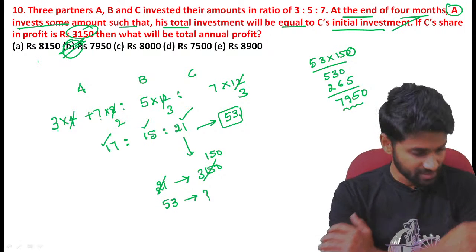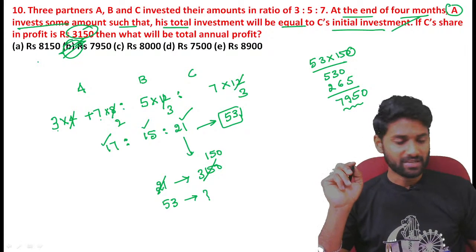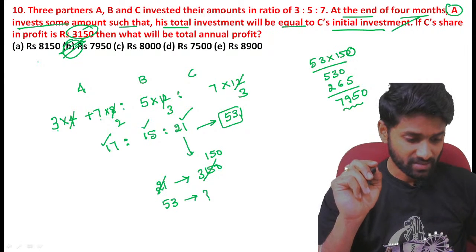That is the total profit. So, for the entire transaction, the annual profit is exactly equal to 7,950. So, that is the correct answer.